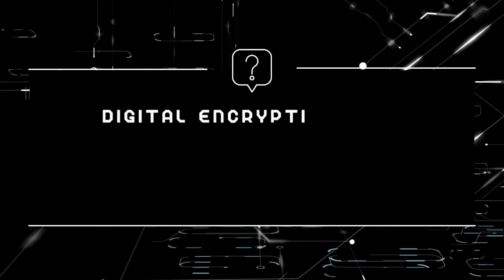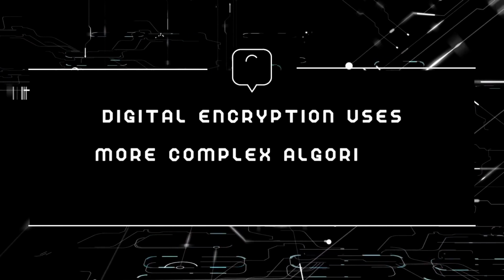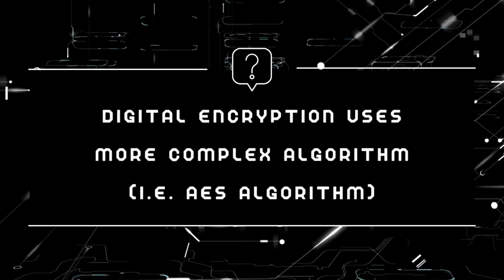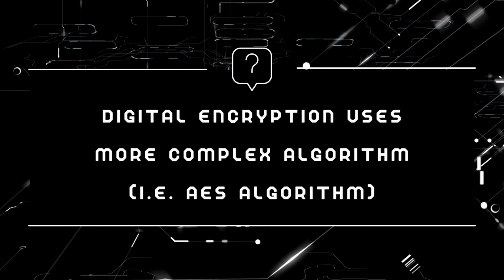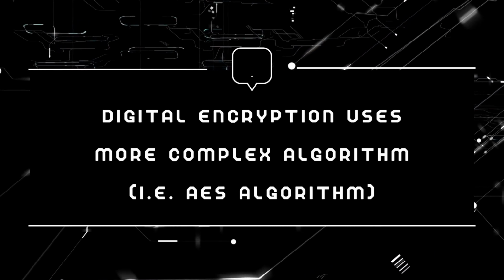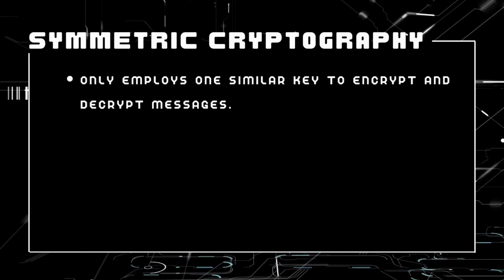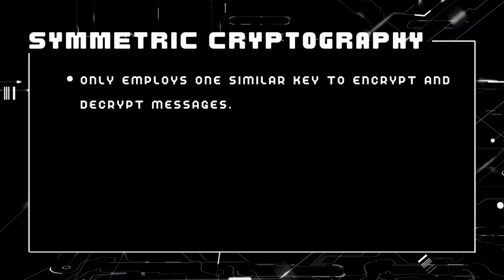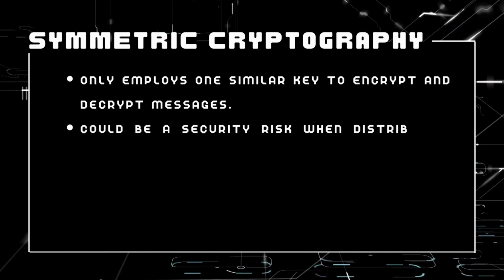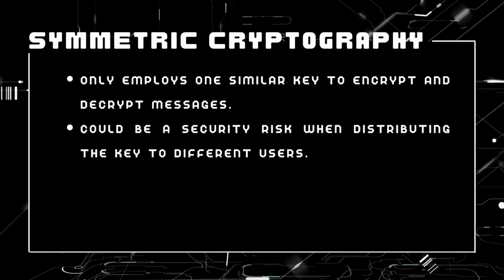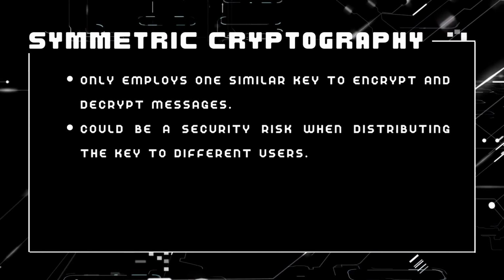In digital encryption, more complex algorithms are utilized, such as the AES algorithm, to prevent brute force attacks such as the issue found in shifting ciphers. These types of crypto systems are called symmetric cryptography, as it only employs one similar key to encrypt and decrypt messages. The issue with this, however, is that distributing the key between users poses a security risk because it might be intercepted by malicious third parties.